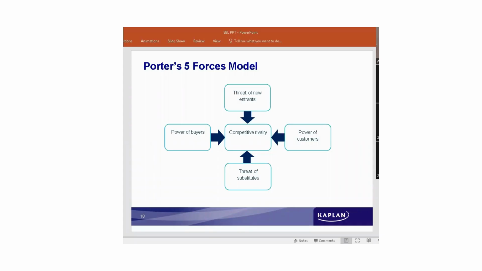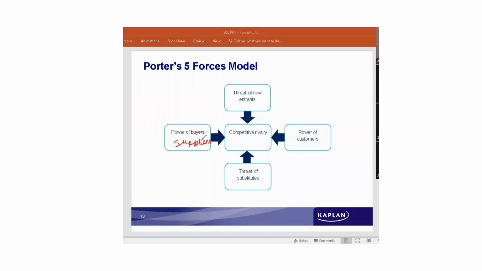The third and fourth ones are about buyers and suppliers. Sometimes the suppliers are powerful, sometimes the customers are powerful. So how do we face these stakeholders, the suppliers and the customers, when they are powerful? That is about the power of suppliers and the power of customers. The last one is the threat of substitutes. Each one of them, let's discuss in detail.